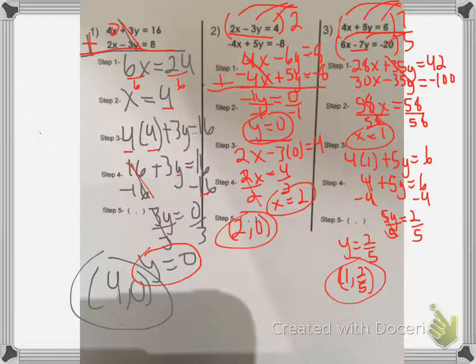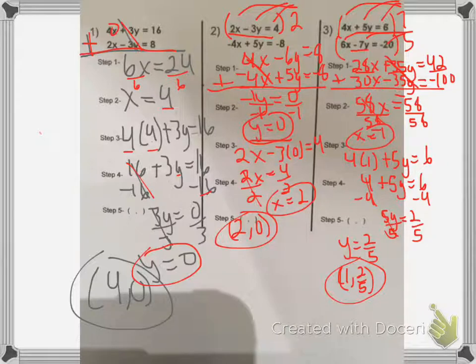So that gives me 28x for the top plus 35y equals 42. And on the bottom, 5 times 6 is 30x. 5 times negative 7 is negative 35y. 5 times negative 20 is negative 100. So then I combine my terms. I cancel out my 35y's. I'm going to add 28x and 30x, which gives me 58x. And then 42 minus 100 will give me a negative 58. I divide by 58, gives me a negative 1.